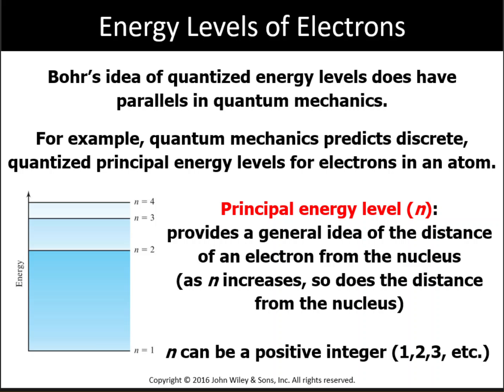So in quantum mechanics, we still believe in energy levels. We still believe that the energy level closest to the nucleus has the lowest energy, and as you get further away from the nucleus, the energy increases. The only difference is that we don't believe in discrete energy levels.